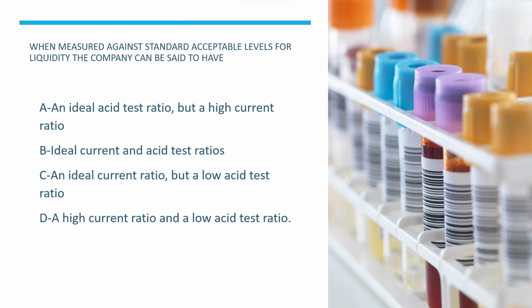When measured against standard acceptable levels for liquidity, the company can be said to have: option A, an ideal asset test ratio but a high current ratio; option B, ideal current and asset test ratios; option C, an ideal current ratio but a low asset test ratio; option D, a high current ratio and a low asset test ratio.